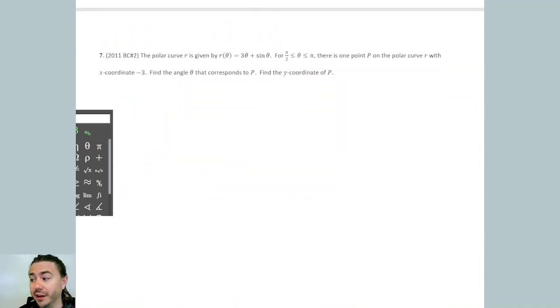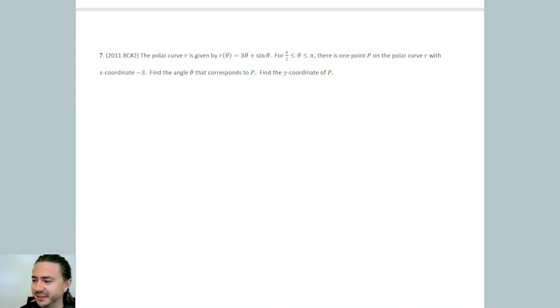Ooh, we've got another calculus AP problem, so I hope you guys are ready for that. Okay, so let's do this. All right, this one says that a polar curve is given by this equation. So you've got some function, and in between pi over 2 and pi, so that would be in quadrant 2. Let me make a note here that this is talking about quadrant 2.